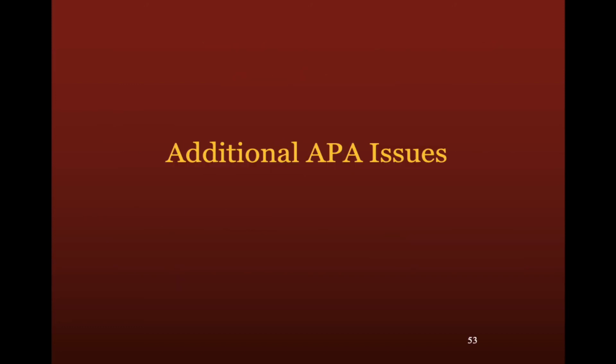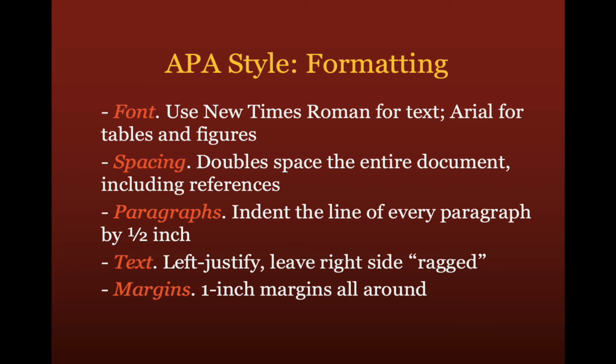So here's some additional APA issues that I want you to be aware of. First, when it comes to the font for the actual text, just stick with Times New Roman. Don't change much for that. 12-point font for your tables and figures, which I don't require you to do, but if you were to do tables and figures, those typically are in Arial.